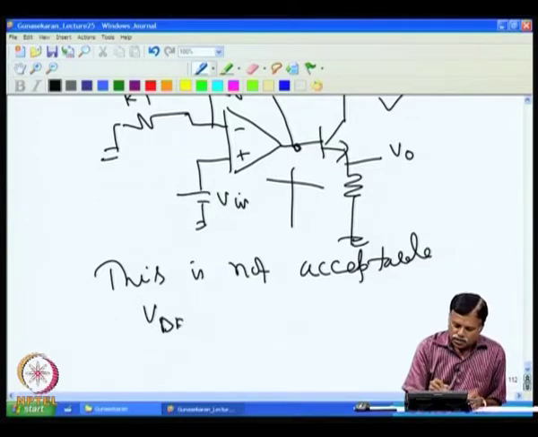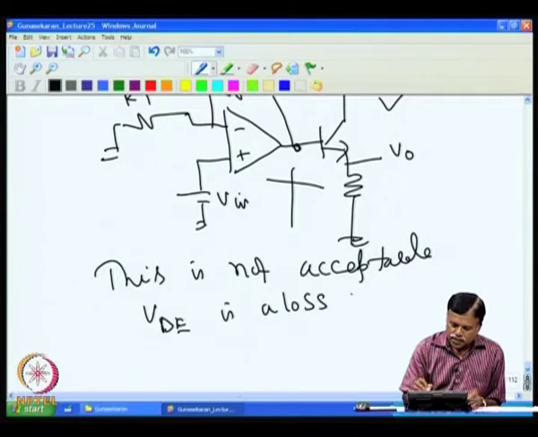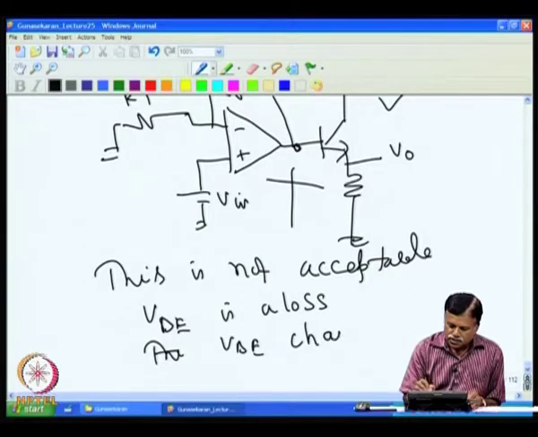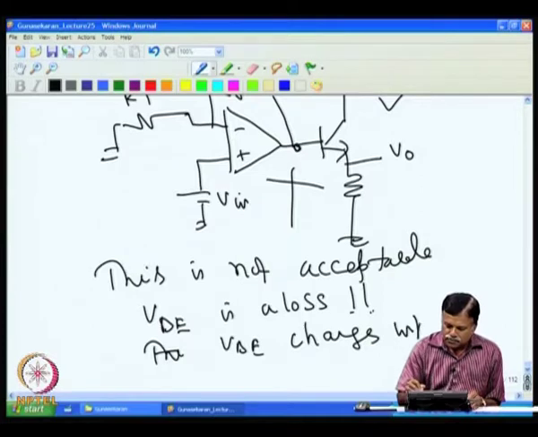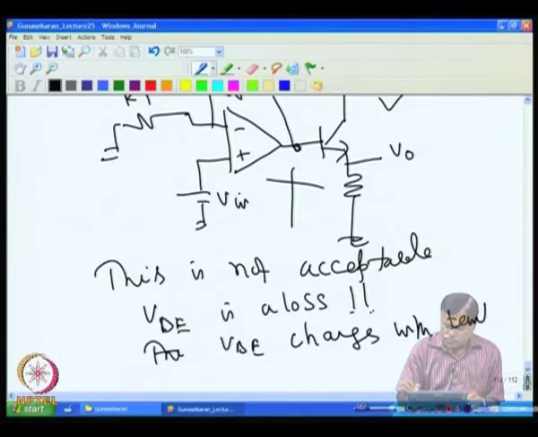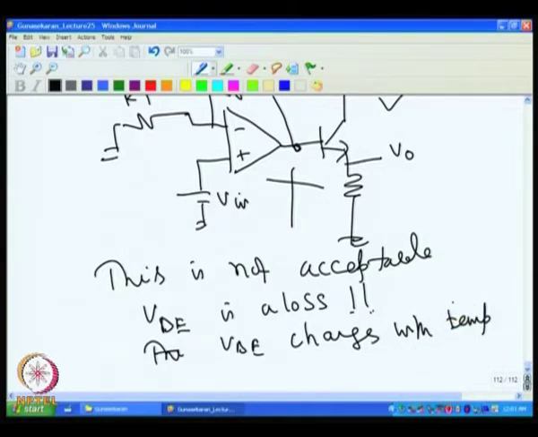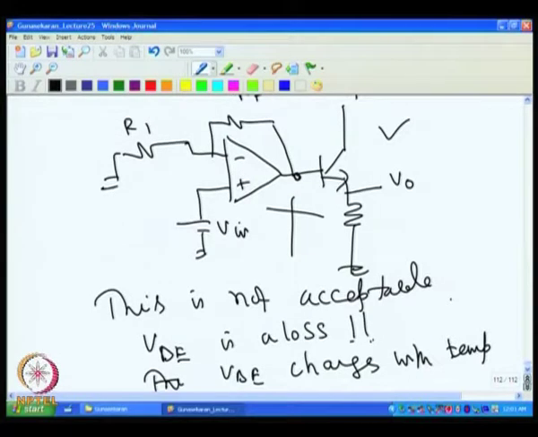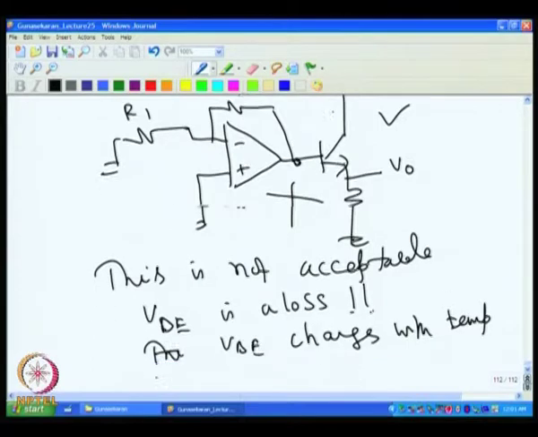VBE is a loss, and VBE also changes with temperature. That is why one should not connect like this. If you want to connect, then connect the RF directly to the output.